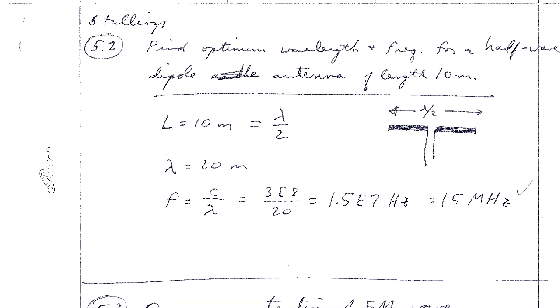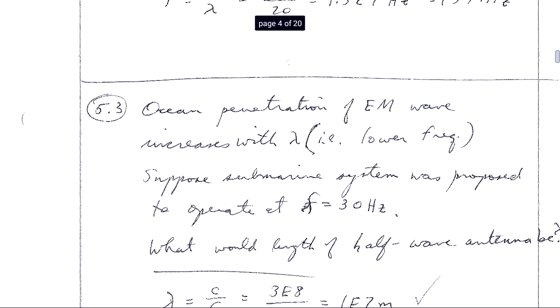Okay, so here's the picture of a half-wave dipole antenna. What we're going to do is set the length of that antenna equal to half of a wavelength. Therefore the wavelength is 20 meters. To calculate the frequency, we simply plug in here and we get 15 megahertz. That's an easy problem. I'll show you problem 3.